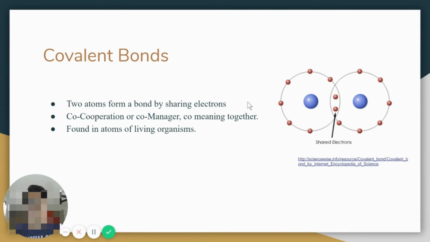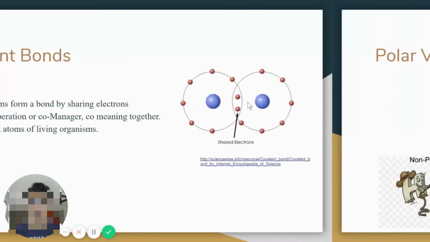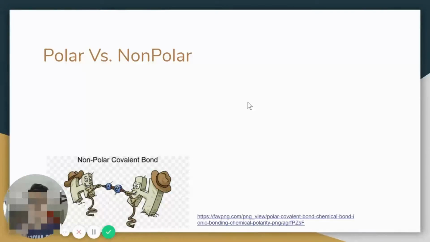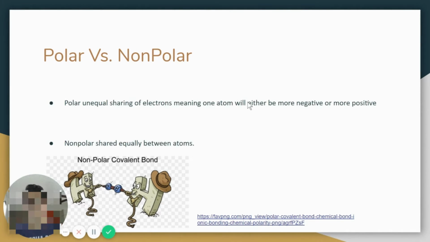These are the ones that are found most commonly in living organisms. And there's actually two types of covalent bonds, just like there were two types of ionic bonds: polar and nonpolar covalent bonds. In polar, there's an unequal sharing of these electrons, meaning that each atom will be a little more positively or a little more negatively, only slightly charged.